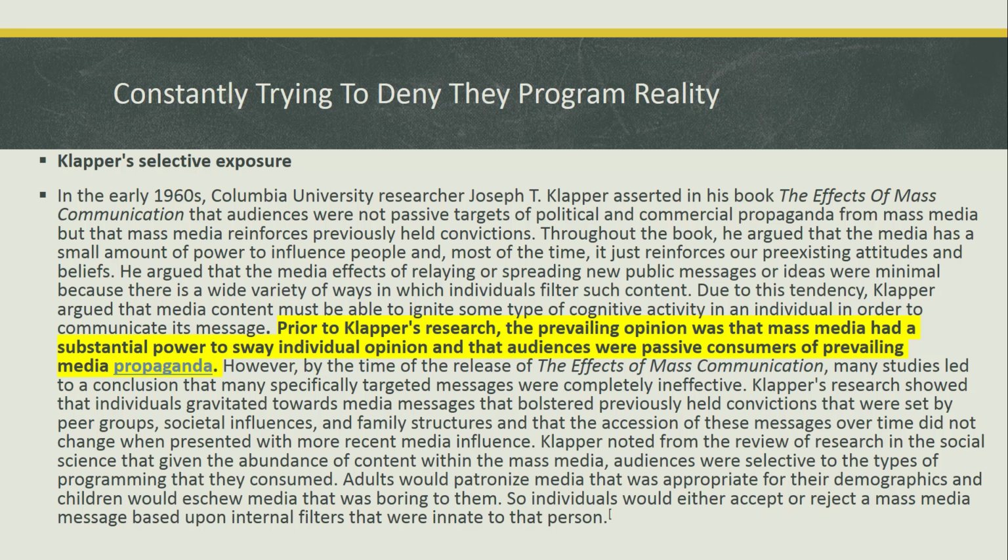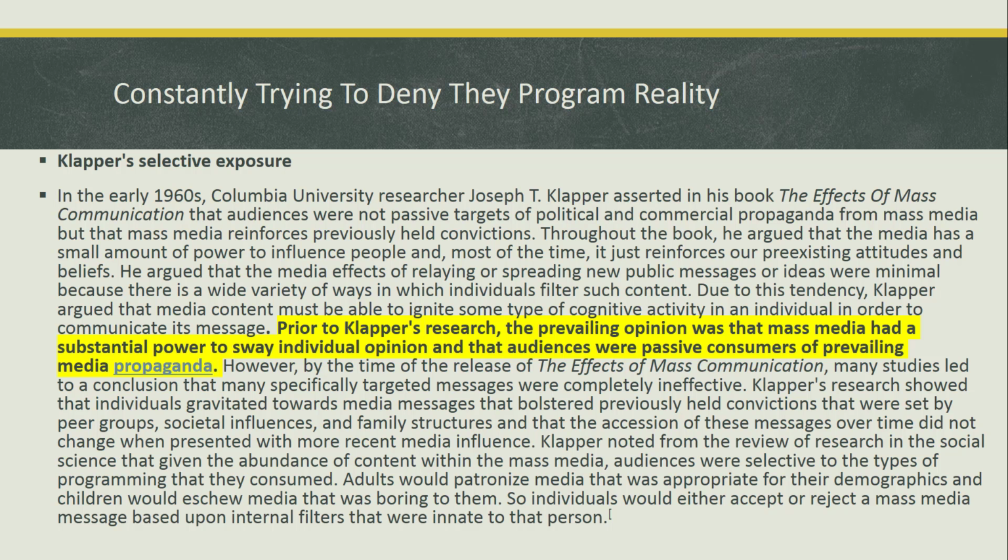They create these studies and then they make up the results that they want in order to advance the cloaking that they're doing. Clapper noted from the review of research in the social science that given the abundance of content within the mass media, audiences were selective to the types of programming that they consumed. Meaning they consumed what they wanted. We just gave them what they wanted. You could drink whatever you want so long as it's Coke or Pepsi. You can vote for whoever you'd like. Just make sure it's one of our candidates.